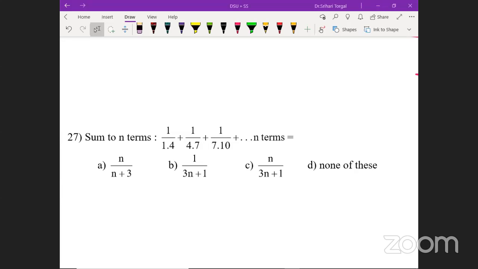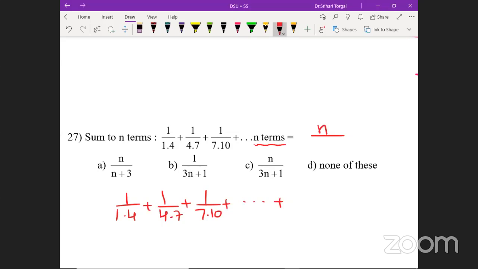How many number of terms? They only told that it is n in the numerator. And I have to write the denominator now. 1 into 4 plus 4 into 7, 7 into 10 plus dot, up to what we have to write in the nth term? 1 only, right? 1, 4, 7. Similarly, what to write in AP? What is the difference? It is 3.